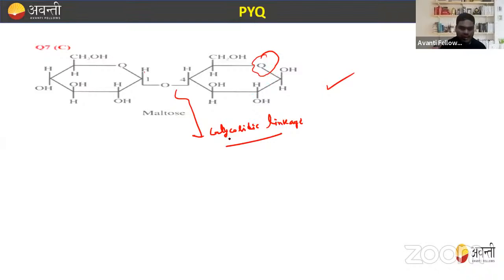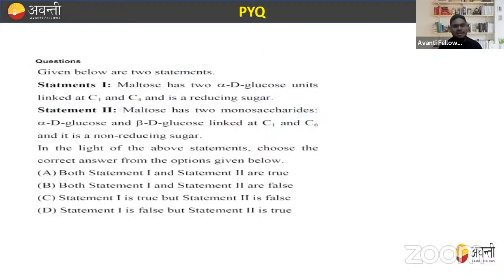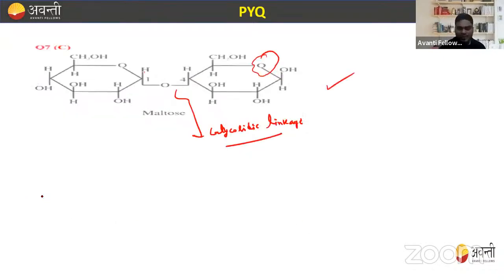Just like in this, O is attached to this carbon, so this is not free, but this O is absolutely free, right? So in this the glycosidic linkage between 1 and 4 takes place. So statement one is correct, but statement two is false, right? So the correct option for this question is option C. I hope it is clear to you? This structure represents the glycosidic linkage, and this is a Haworth projection, right?